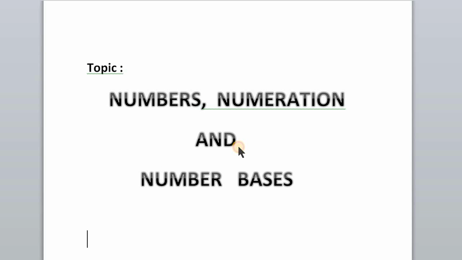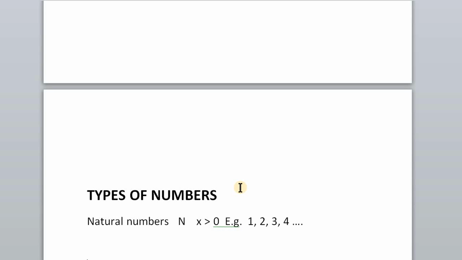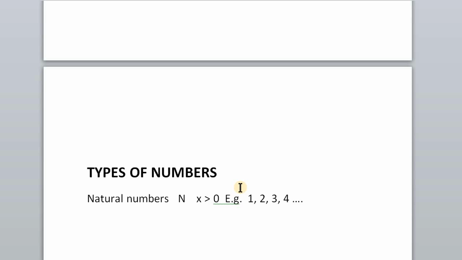Today we'll be looking at numbers, numeration, and number bases. This is going to be a 3-part video, so please remember to watch all 3. Well, first of all, we're going to look at types of numbers.